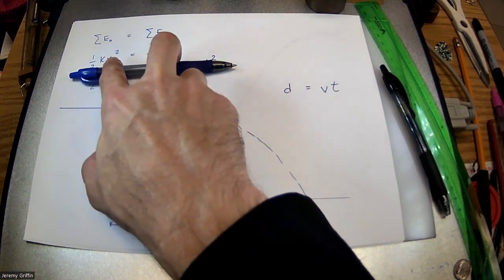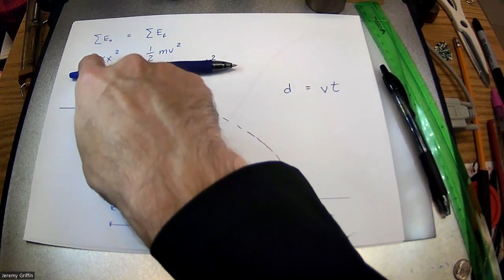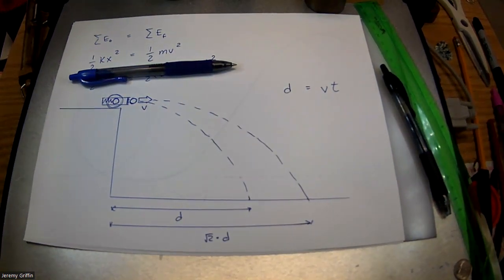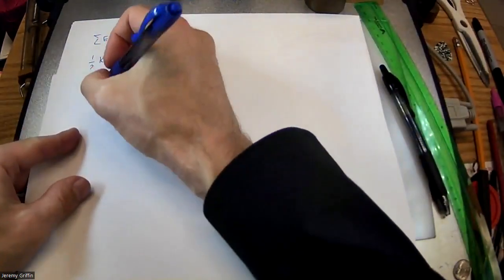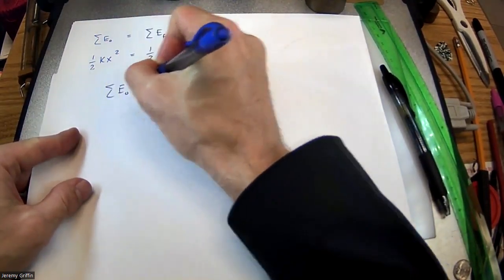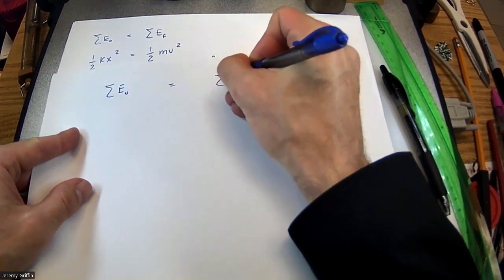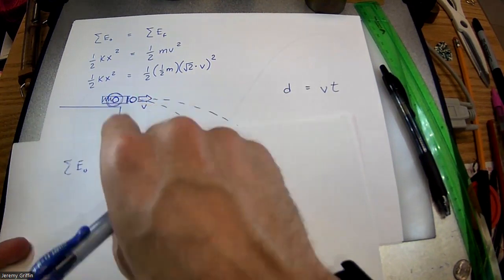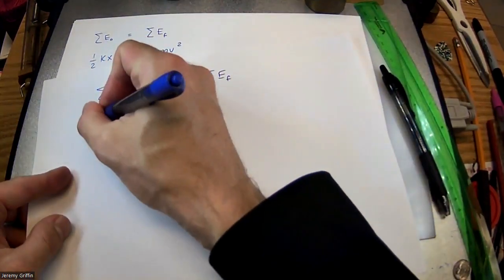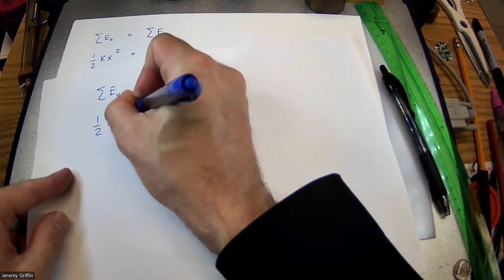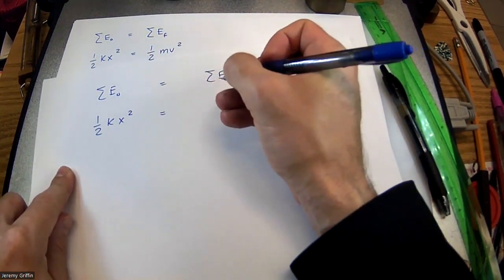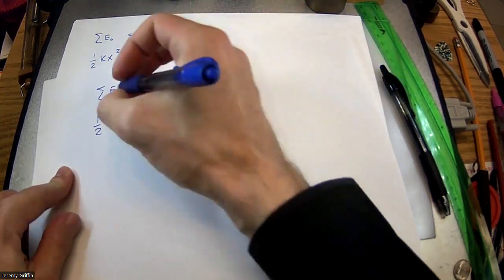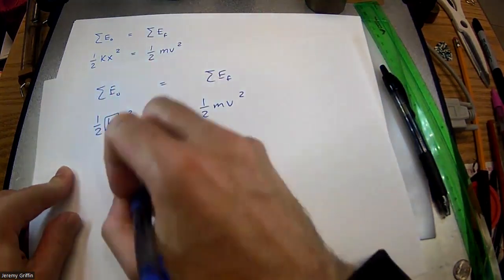We know all these things except for the K. We know everything else. So I think that's set up. Sum of energy initial equals sum of energy final. So we've got our point A and our point B, initial and final. The energy that was stored in the spring is now turned into energy in motion. That's our goal.